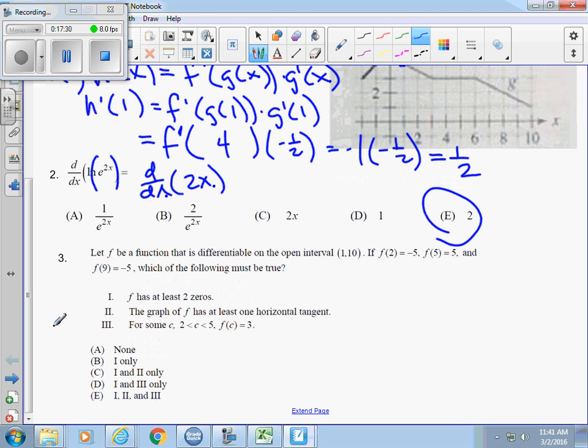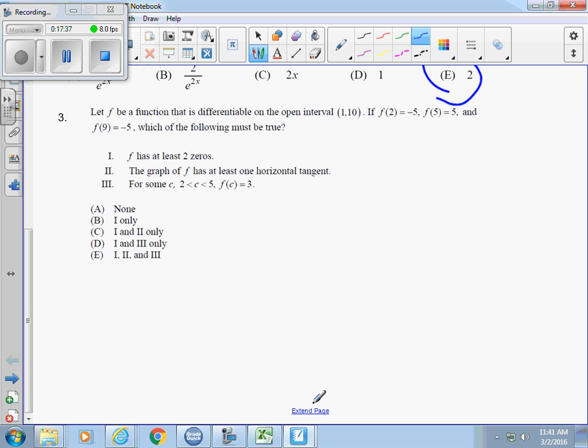All right, last question. The function is differentiable on the interval 1 to 10. F of 2 is negative 5. F of 5 is 5. One of the biggest mistakes calculus students make is not drawing pictures. It can really help. Yes, I know y'all are too smart for pictures, but just draw them anyway. It won't kill you.